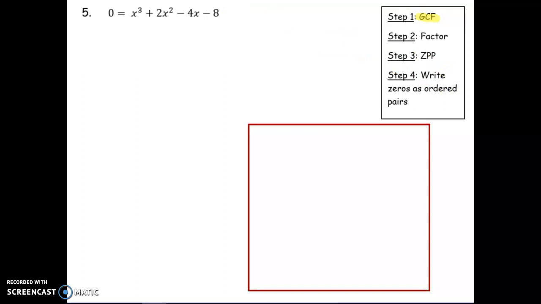So when I have 4 terms, I don't need to use AC. The only reason for AC is to turn something with 3 terms, a trinomial, into something with 4 terms. Well, I already have 4 terms. So I'm going to go ahead and cut it in half right there. And then I'm ready to do the GCF of both sides.